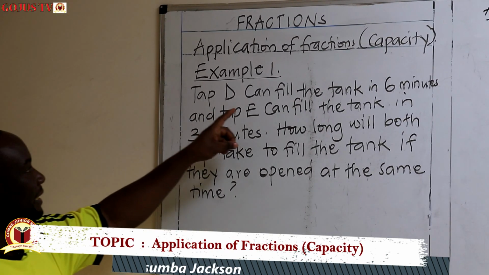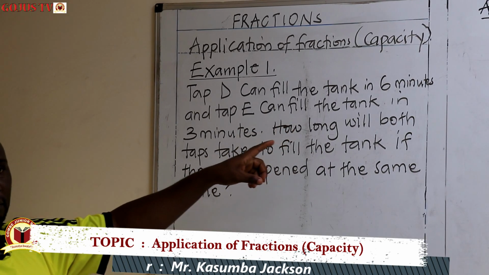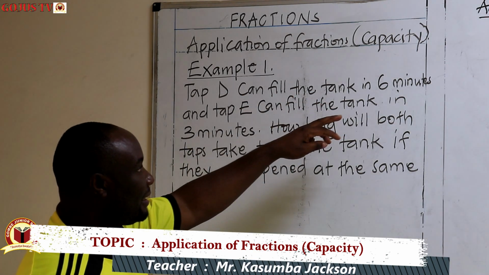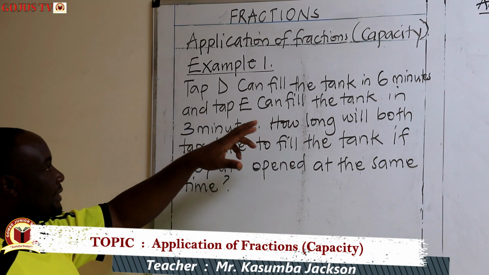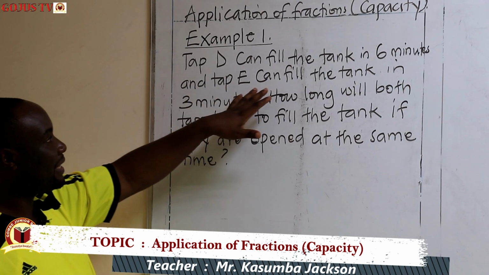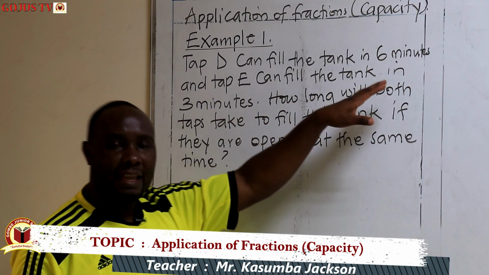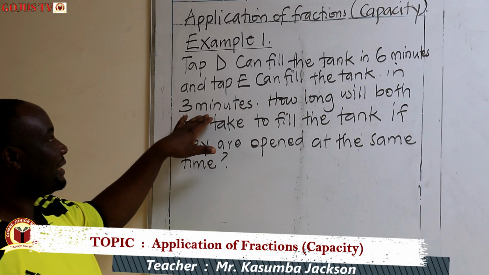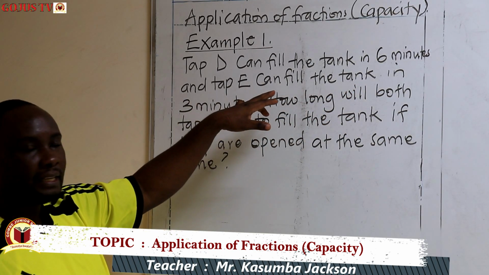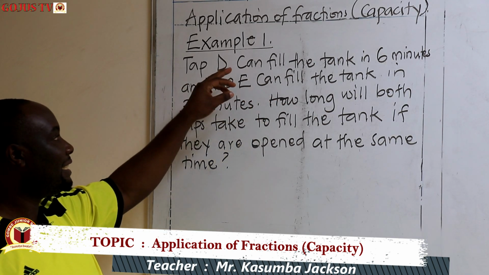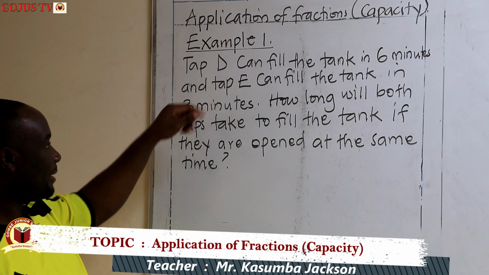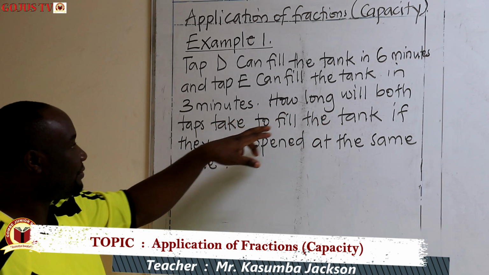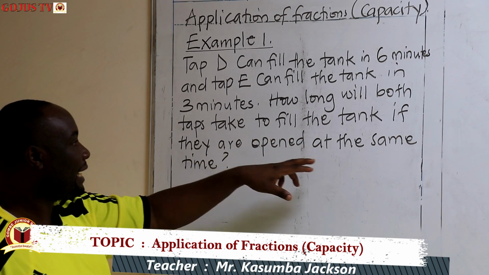Tap D can fill the tank in 6 minutes. You note we have tap D filling a particular tank in 6 minutes, and tap E can fill the same tank, of the same size and capacity, in 3 minutes. I have a feeling that tap E is faster than tap D because tap D takes extra time to fill the tank. Now, here comes the question. How long will both taps take to fill the tanker if they are opened at the same time?